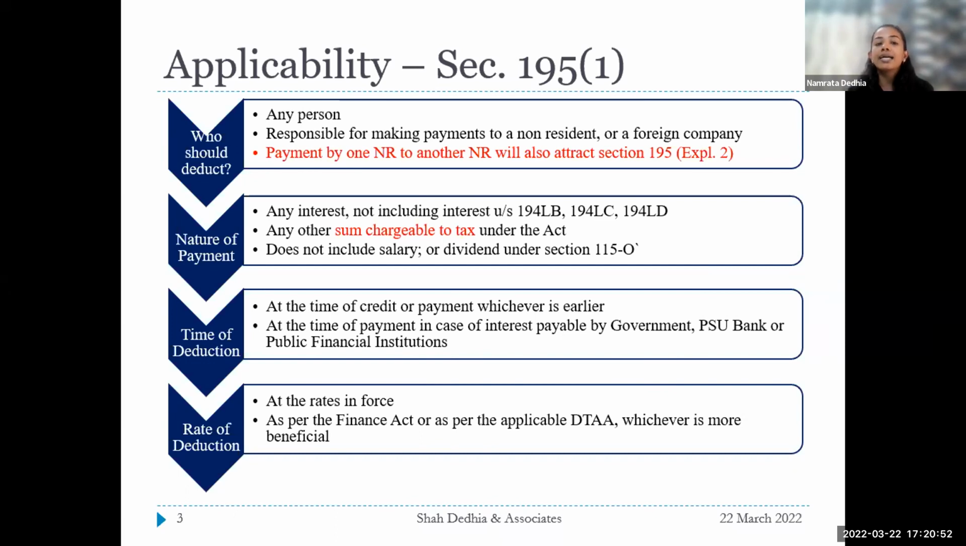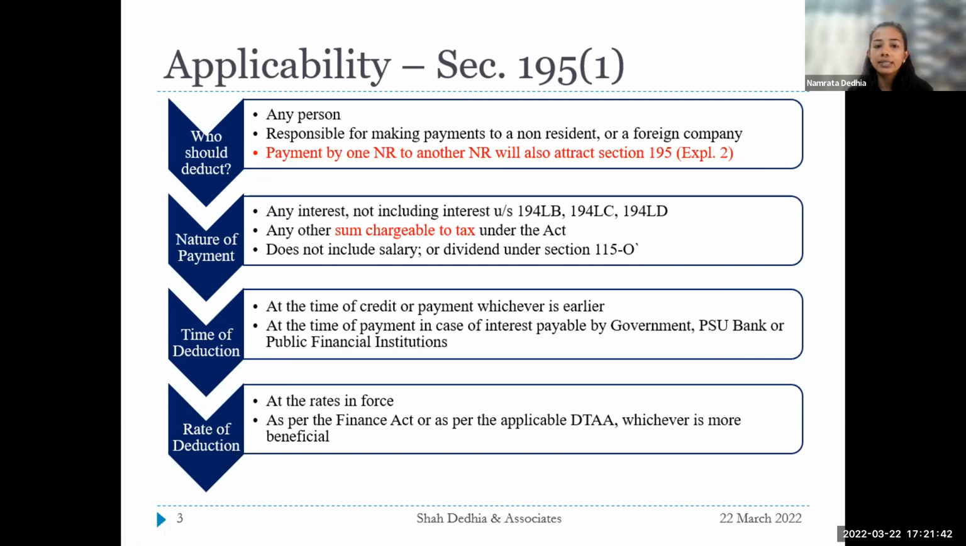Going back to the domestic TDS provisions, we have so many sections, each dealing with a different nature of income. Unlike that, under 195, it is an umbrella section. With a few exceptions, such as 194LB, LC, LD, 196, etc., leaving out those exceptions, every payment made to a non-resident will get covered under 195 as long as it is a sum chargeable to tax under the Act. So the only trigger for 195 compliance is that it has to be a sum chargeable to tax under the Act.